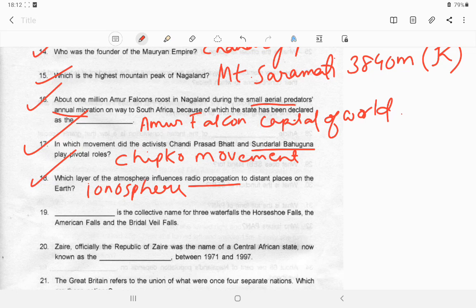Niagara Falls is a collection of three waterfalls: the Horseshoe Falls, the American Falls, and the Bradley Falls. Niagara Falls lies on the border between the United States and Canada.